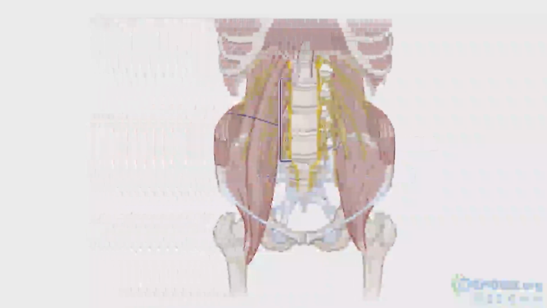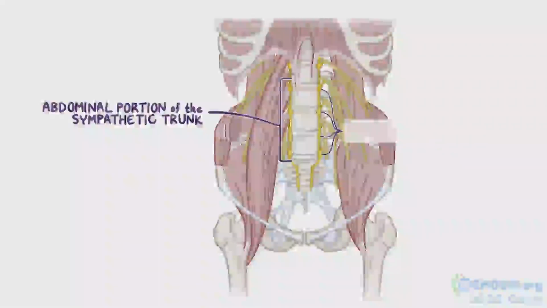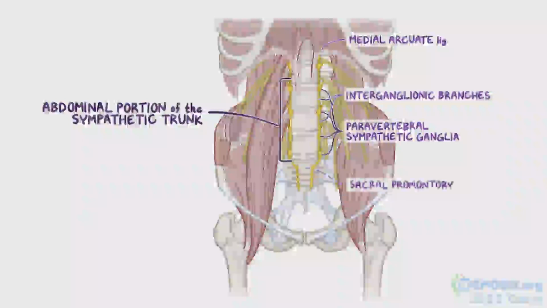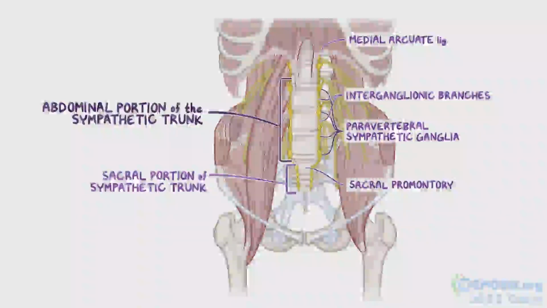And last but not least, there's the abdominal portion of the sympathetic trunk. There are typically 4 lumbar paravertebral sympathetic ganglia and the interganglionic branches that connect them. They are continuous with the thoracic portion of the sympathetic trunk deep to the medial arcuate ligaments of the diaphragm. Now, the abdominal sympathetic trunk descends on the anterolateral aspects of the bodies of the lumbar vertebrae, just adjacent to the psoas major muscle. Inferiorly, they cross the sacral promontory and then continue down into the pelvis as the sacral portion of the sympathetic trunk.